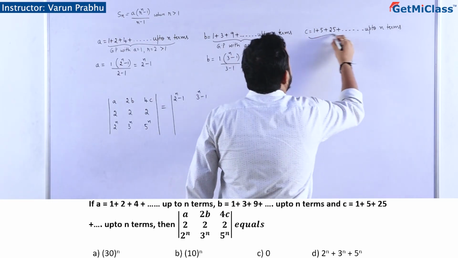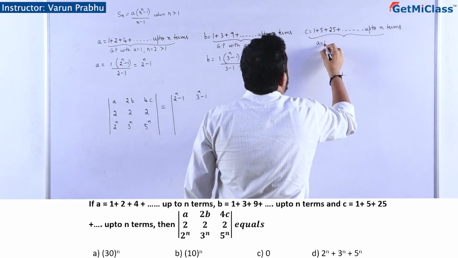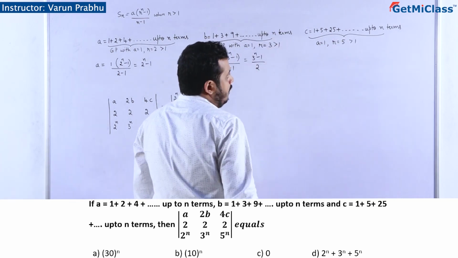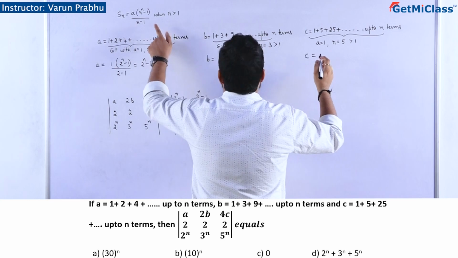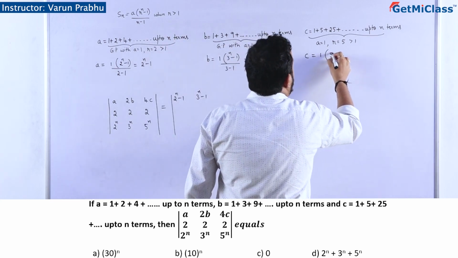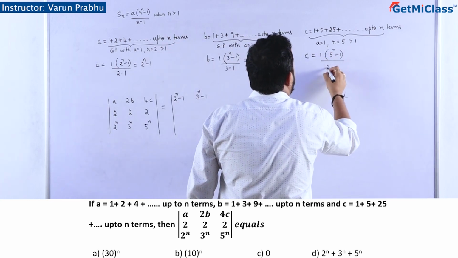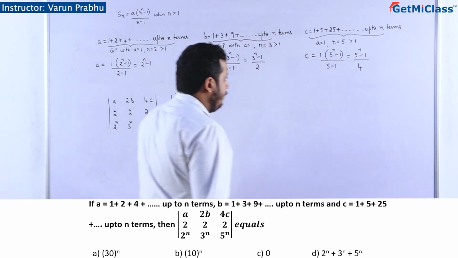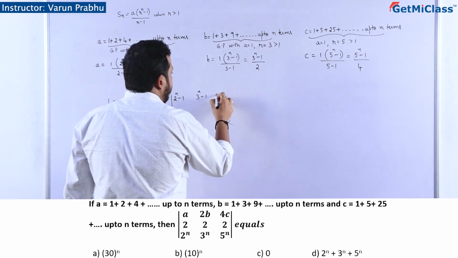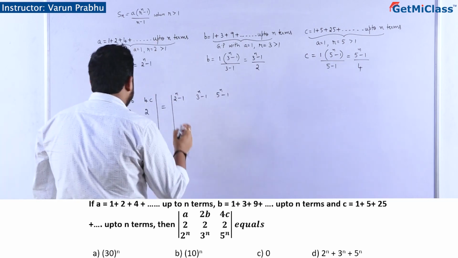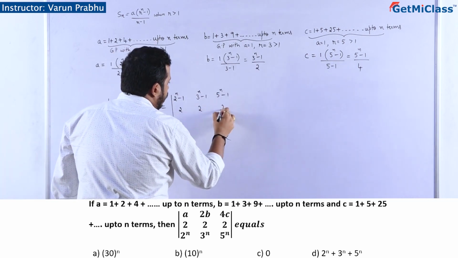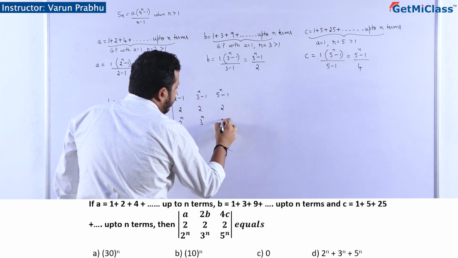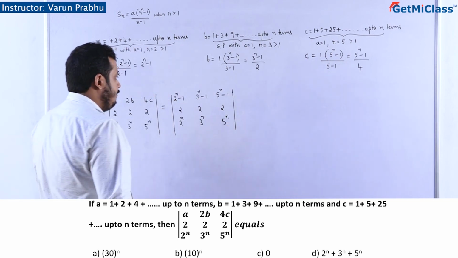So similarly in this case, a is equal to 1 and r is equal to 5. Again this is greater than 1. Here also it was greater than 1. So I can use the same formula. C is equal to a into 5 to the power n minus 1 divided by 5 minus 1, that is equal to 5 to the power n minus 1 divided by 4. So what is the answer that we get? 5 to the power n minus 1. Is it correct? Now 2, 2, 2. And then 2 to the power n, 3 to the power n, 5 to the power n. Is it okay?